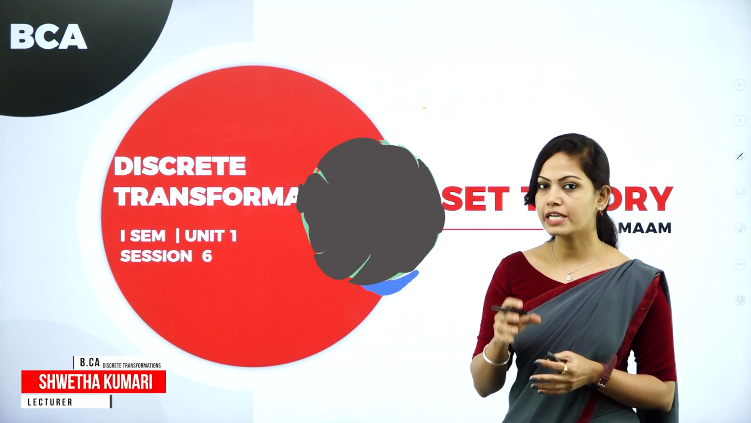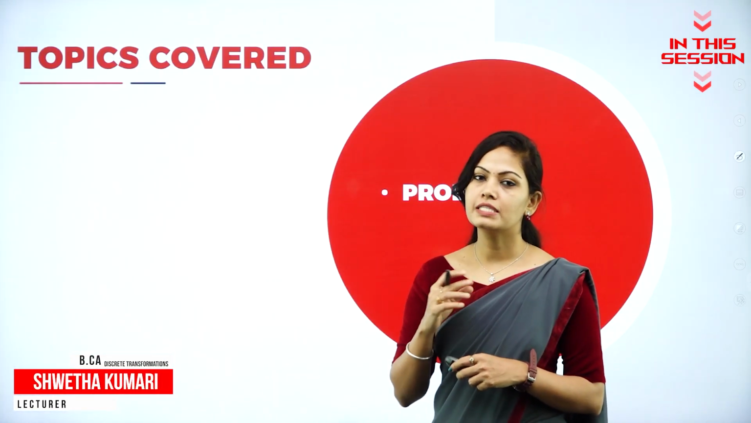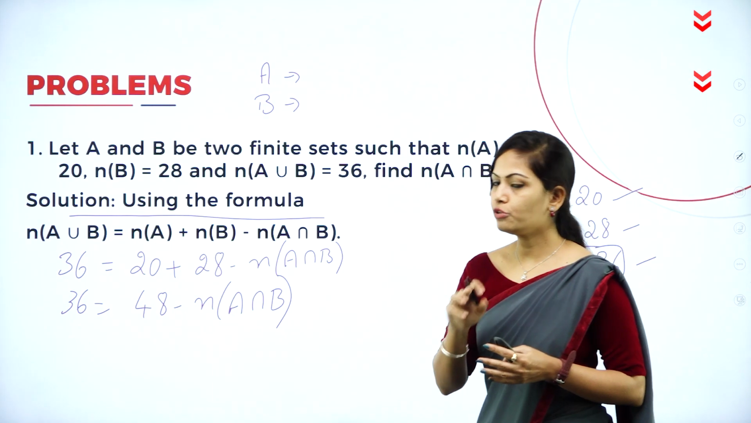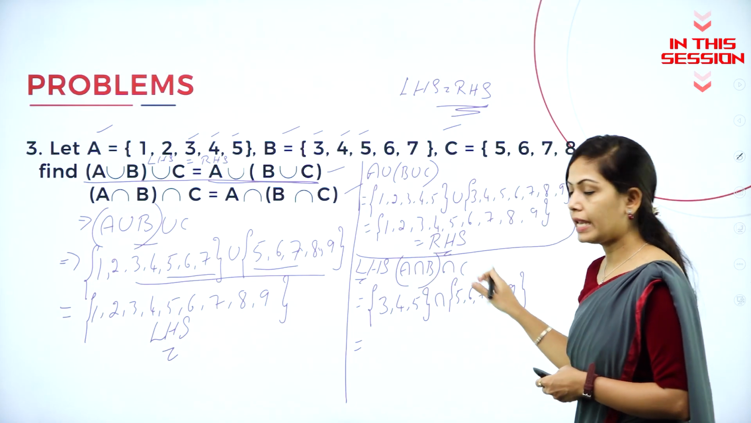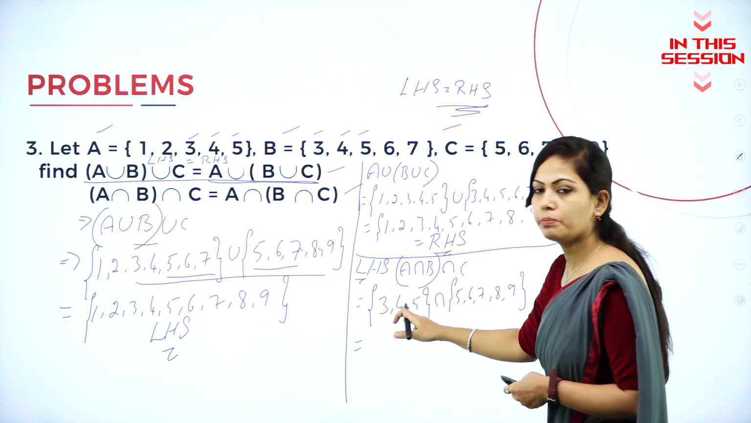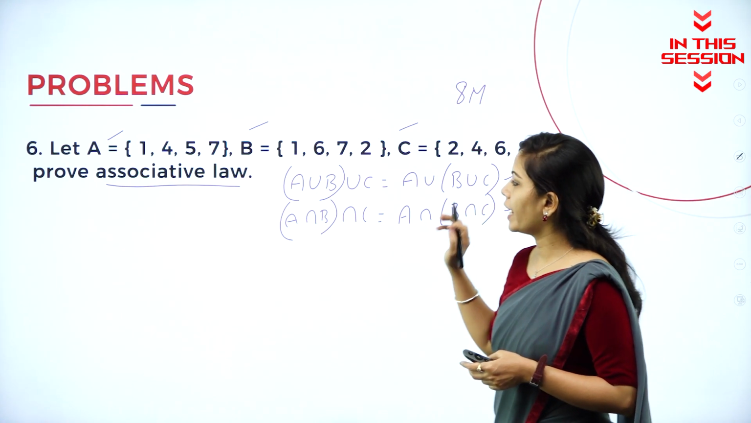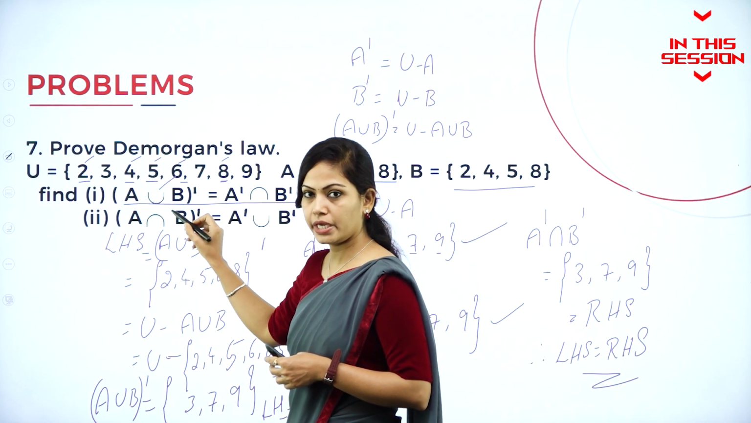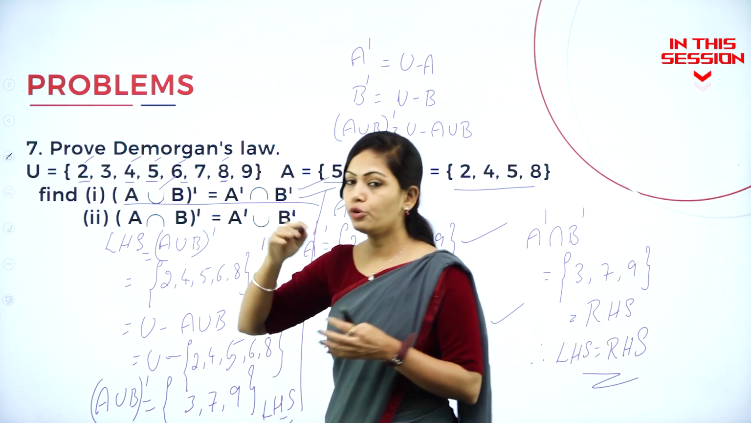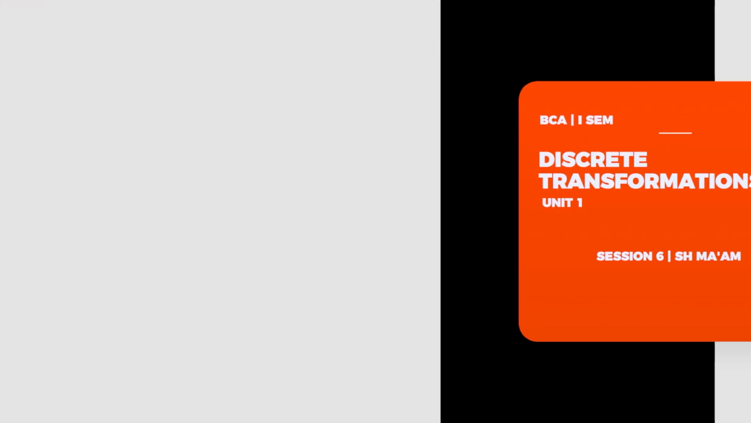So today I will explain the problems on set theory. So here you have to find the value of n of A intersection B. Again find the common element in both A intersection B. You can expect this question for 8 marks. So you have to prove both the theorems. First find out A union B, then find out A union B whole complement.